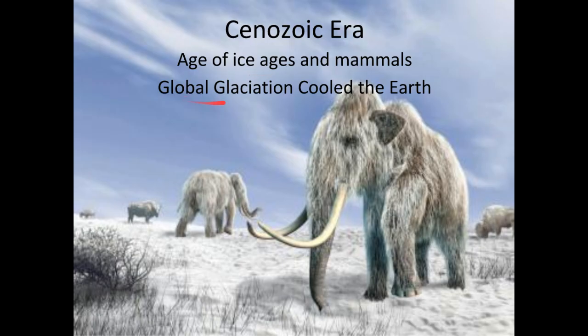The Cenozoic era is characterized by many ice ages and mammals. There was global glaciation, including all of North America and Europe. And the climate on Earth was significantly cooler than during the Mesozoic era and the Paleozoic era.